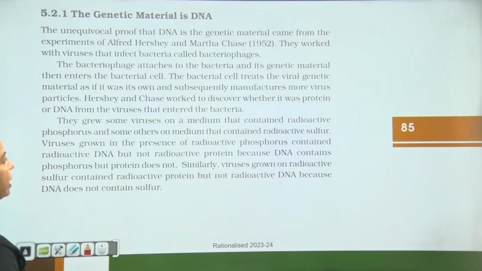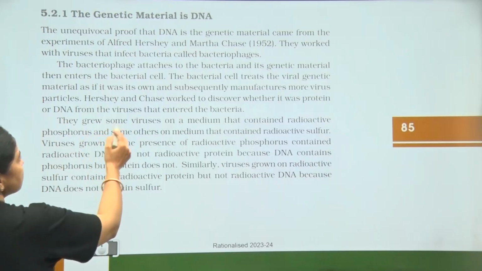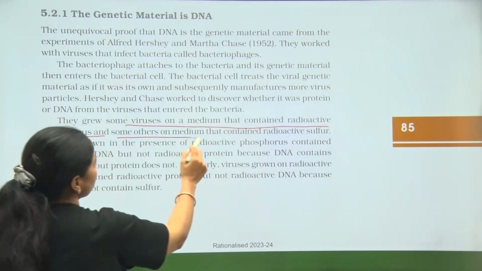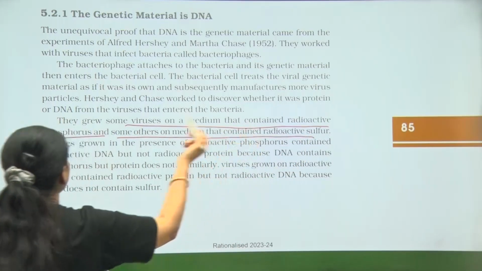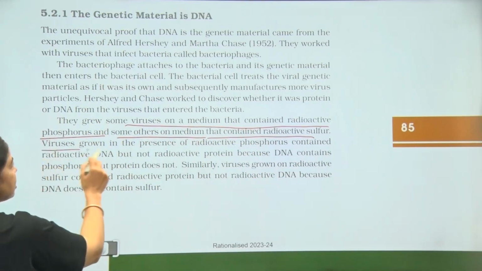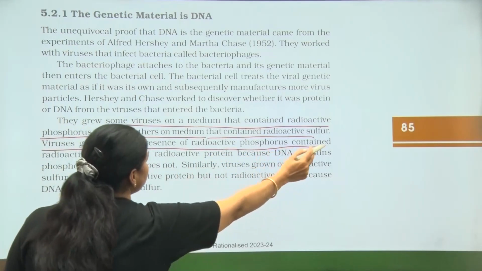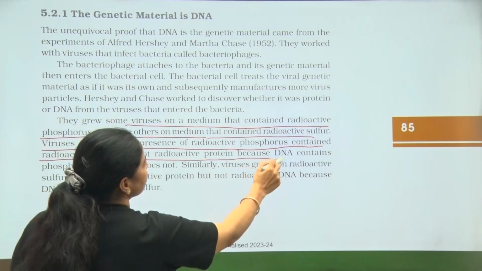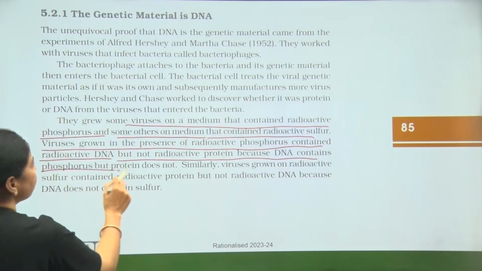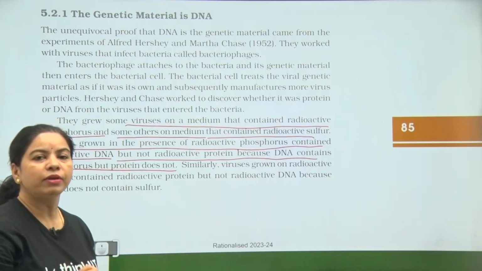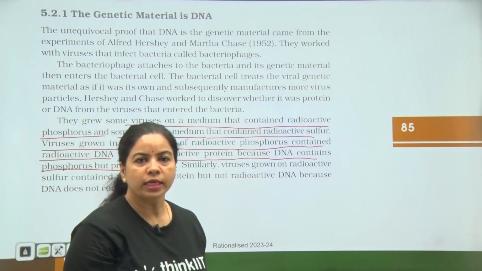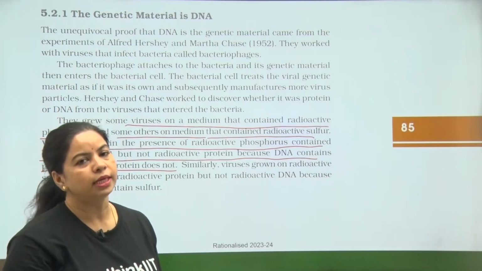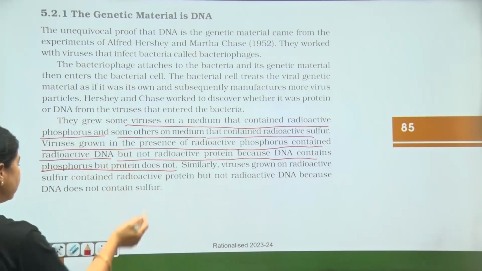So here on page number 85 we can see that some viruses are grown on a medium that contains radioactive phosphorus and some others on a medium that contains radioactive sulfur. Now viruses grown in the presence of radioactive phosphorus contained radioactive DNA but not radioactive protein, because DNA contains phosphorus but protein does not. It means they will not have the radioactive capsid, but they will have the radioactive genetic material, that is radioactive DNA. So we have got the answer.